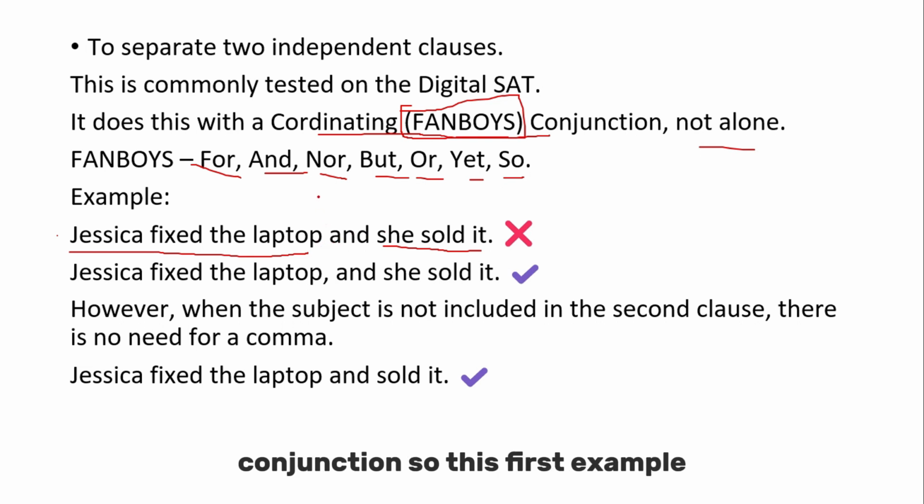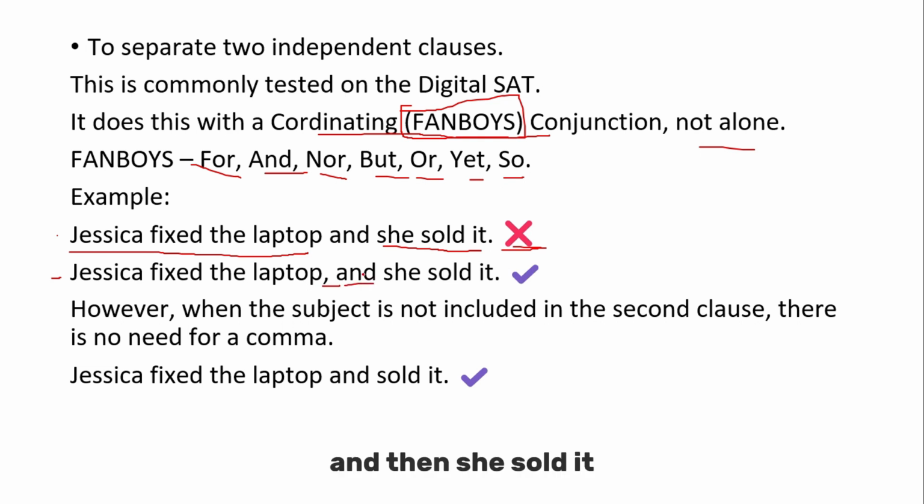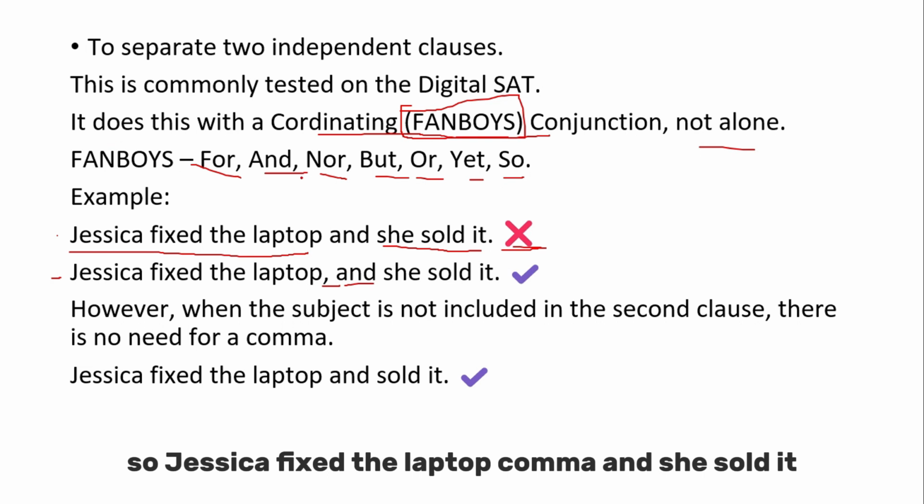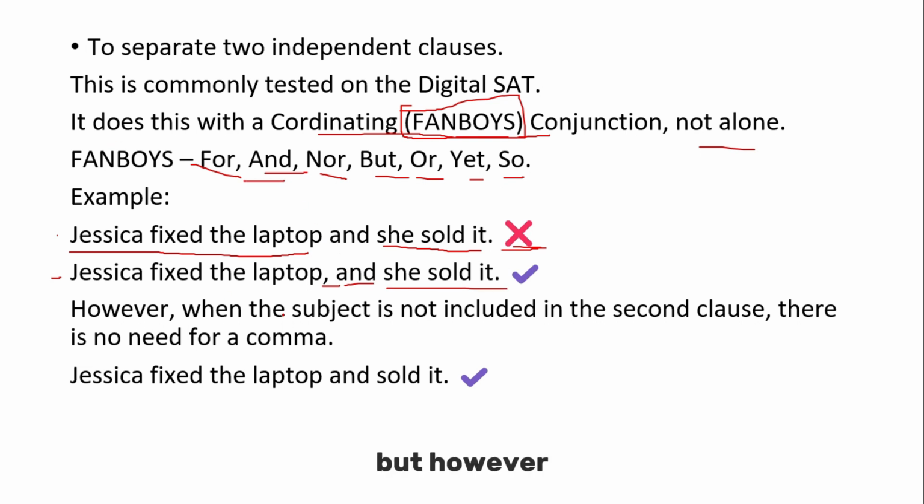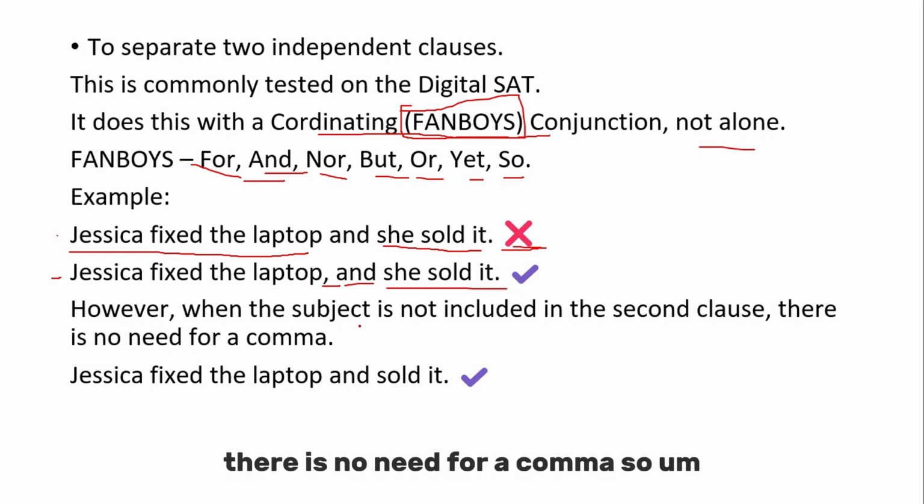So this first sentence here is wrong. In the second sentence, we have Jessica fixed the laptop, then a comma, then we used the word and, which is a fanboys, and then she sold it. So Jessica fixed the laptop, comma, and she sold it. However, when the subject is not included in the second clause, there is no need for a comma.